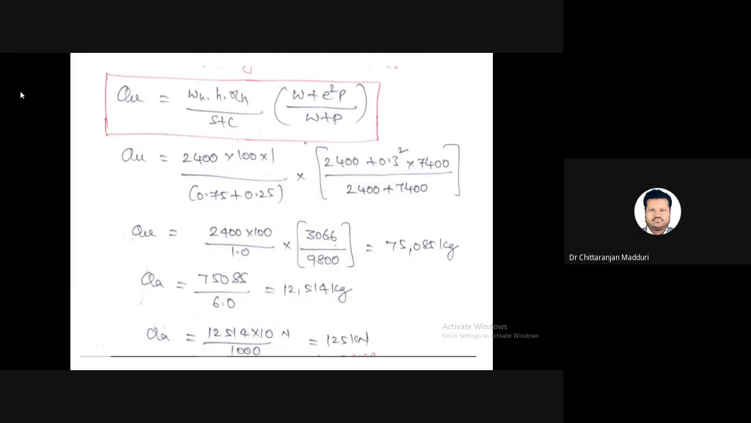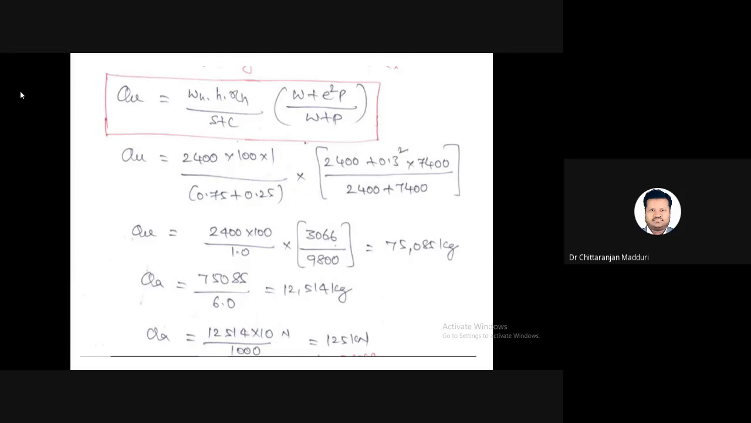Single acting steam hammer into W 2400 plus coefficient of restitution 0.3 squared into weight of the pile equal to 7400 kgs, divided by weight of hammer plus weight of pile. So ultimate load equal to 75,085 kgs.